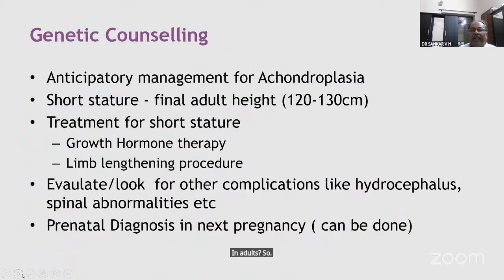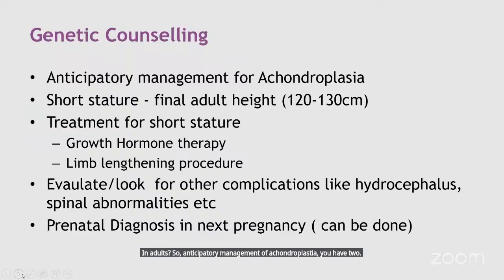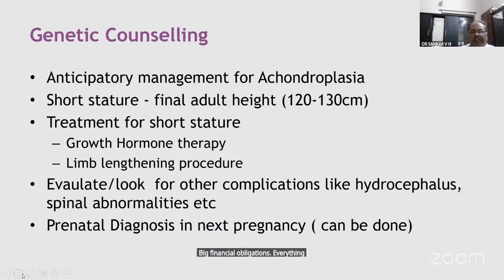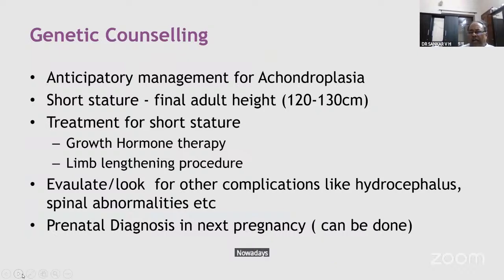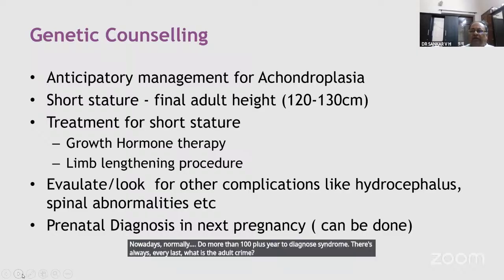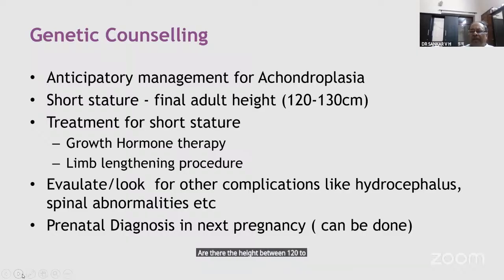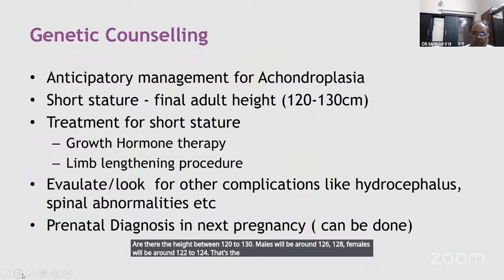Anticipatory management of achondroplasia you have to do. Ask about what the complications are, everything. Short stature: nowadays the newborn is diagnosed with achondroplasia, so they will always ask what the final adult height is. Adult height is between 120 and 130. Males will be around 126 to 128, females around 122 to 124. That's the adult height without any treatment.